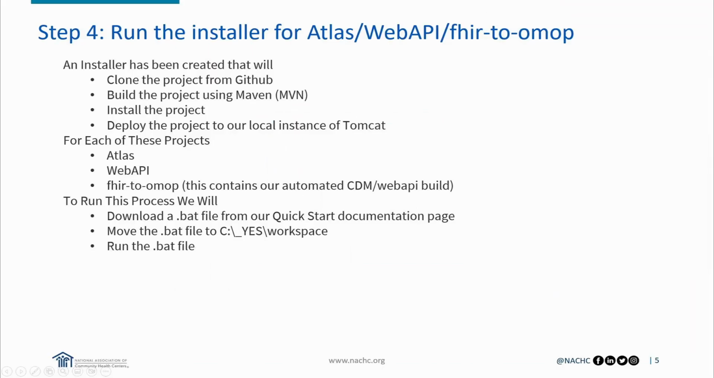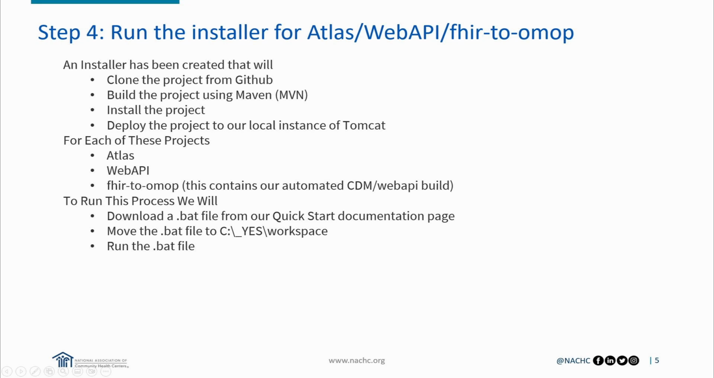Step 4, we're now going to install the Odyssey applications. We're going to install Atlas, WebAPI, and the fhir-to-omop tool suite. This is going to be done by downloading a BAT file from our quick start documentation page, moving that file to our workspace and running the batch file.